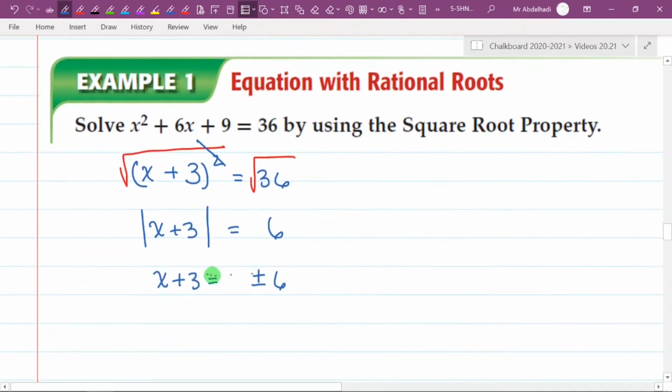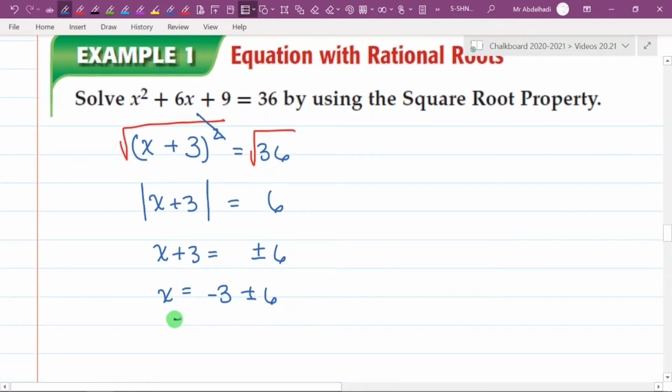And now finally, to get the x by itself, you subtract 3 from both sides, and you get negative 3 plus or minus 6. And those are two answers that you can actually flush out now. Negative 3 plus 6, and negative 3 minus 6. And that's going to be 3, and it's going to be negative 9.